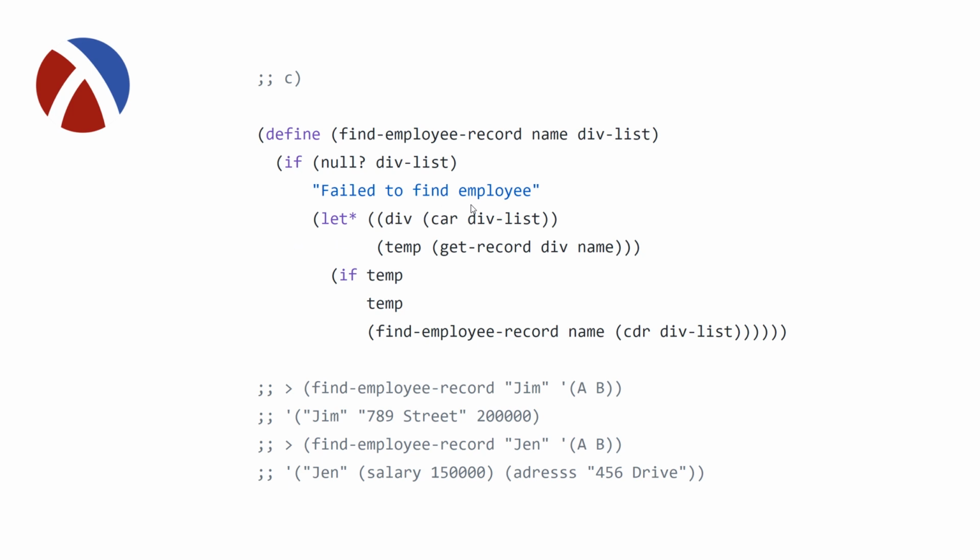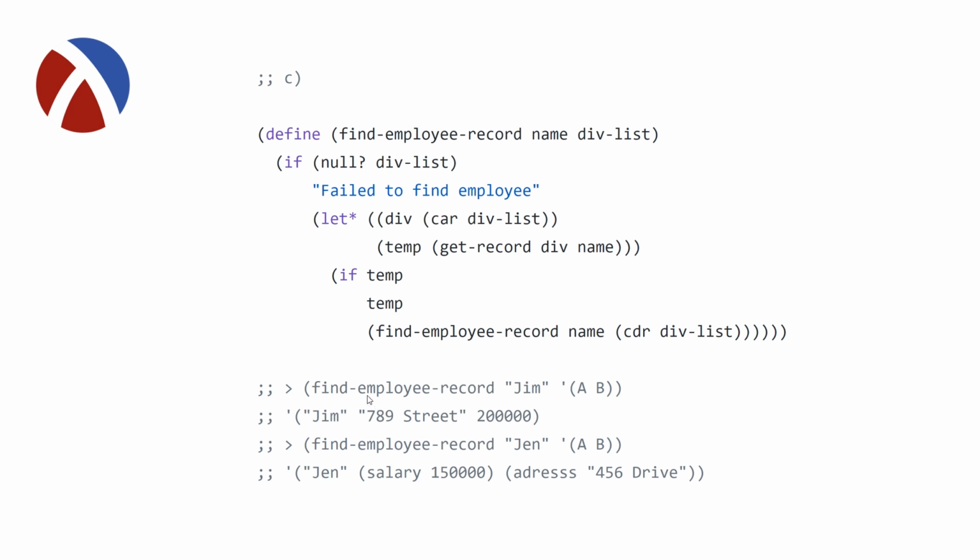Here we have a let star where we define div to be the car of div list, so just the first div that we're looking at. And then we store in our temporary a call to get record of div and name. So basically we're checking to see, is this employee in this division? If this returned something, you basically just return the record. Otherwise, it returned false, and you want to make a recursive call to find employee record and just cdr down the div list. And like I said, if you get to the point where your div list is null, you failed. Otherwise, at some point, you are going to find the record corresponding.